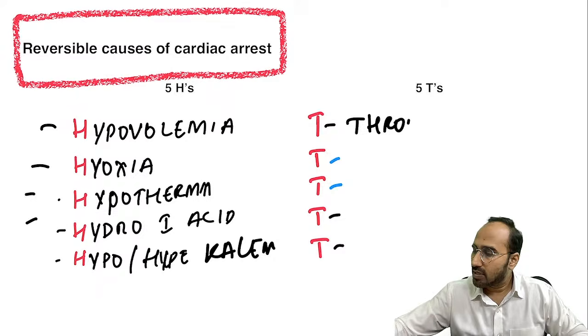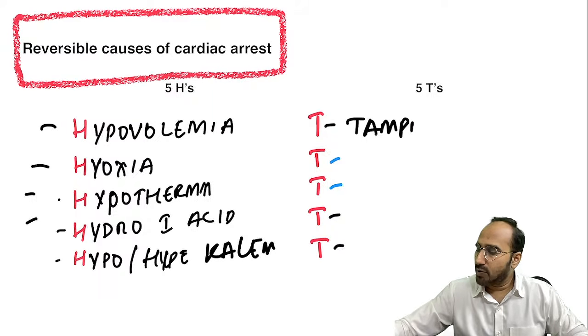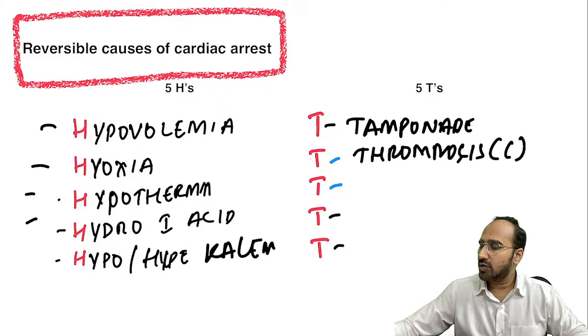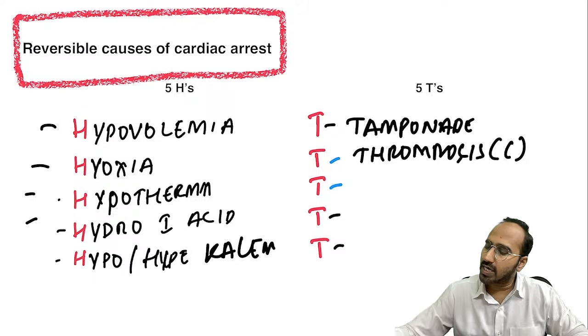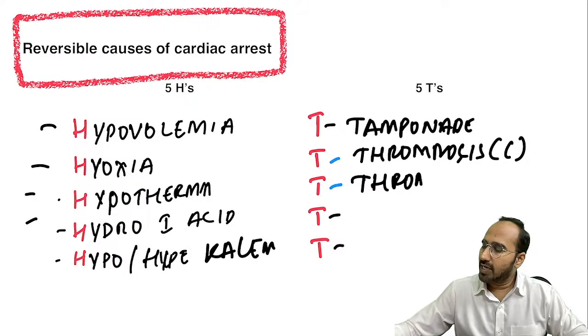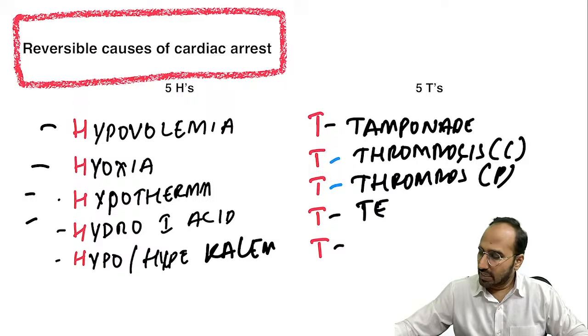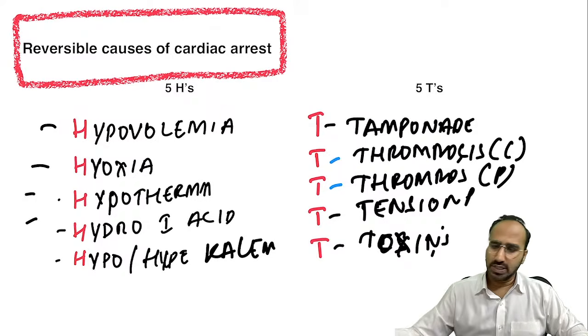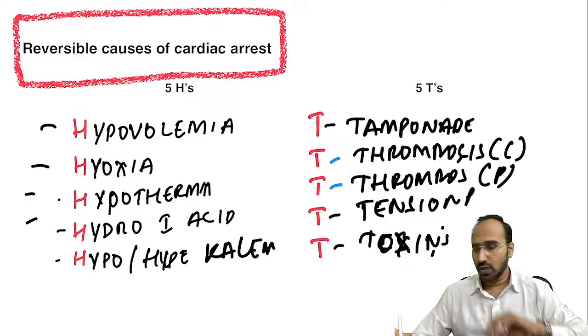Coronary, okay, cardiac tamponade, coronary thrombosis. Cardiac tamponade and coronary thrombosis. 2 T's related to the lung are pulmonary thrombosis and tension pneumothorax. And last is what, guys? Toxins. Patient might be under the influence of toxins or drugs. That could be a cause of cardiac arrest.